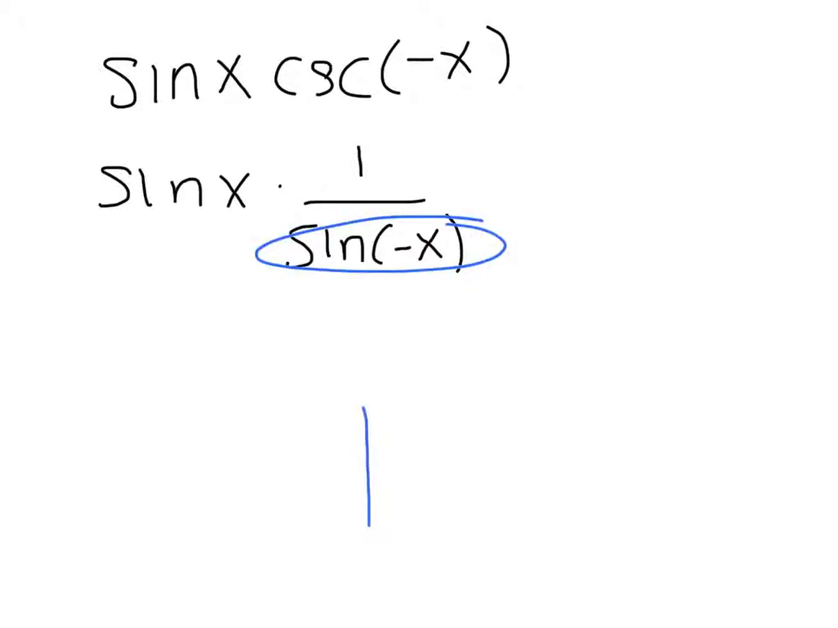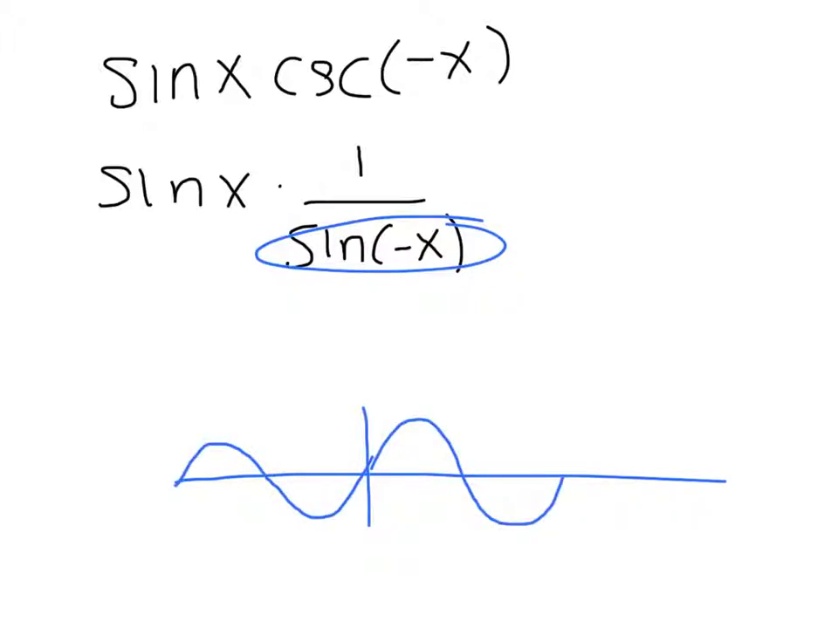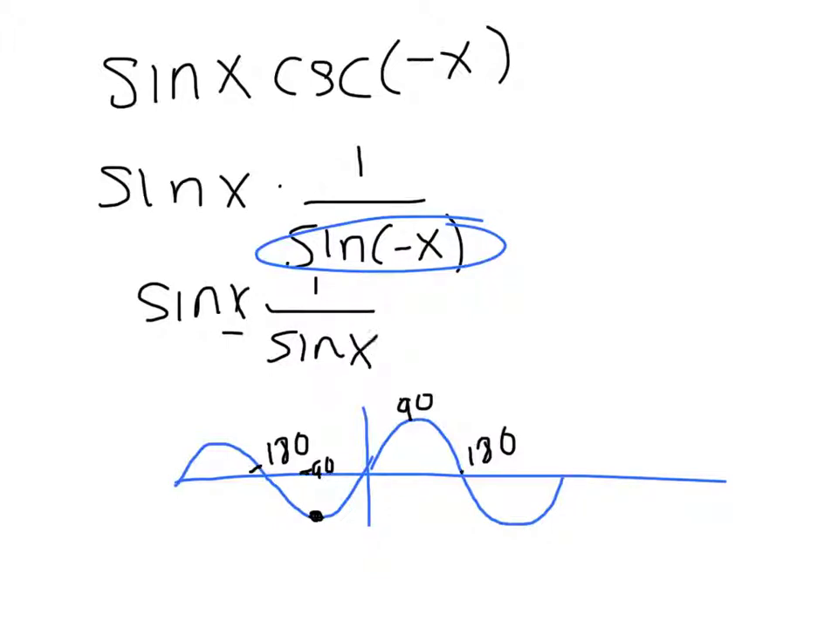Sine of negative x. Okay, here's sine of x. And let's look at this point at negative 180, and this point at positive 180, and this point at negative 90, and this point at positive 90. So the sine of negative 90 is the opposite of the sine of 90. So sine of negative x is equal to negative sine x, and so this is equal to negative 1.